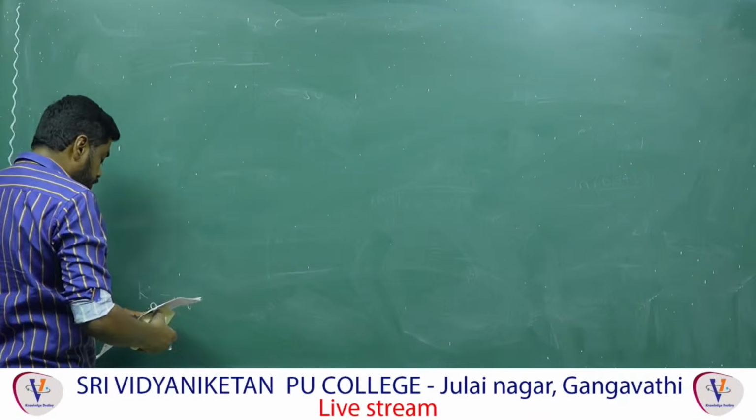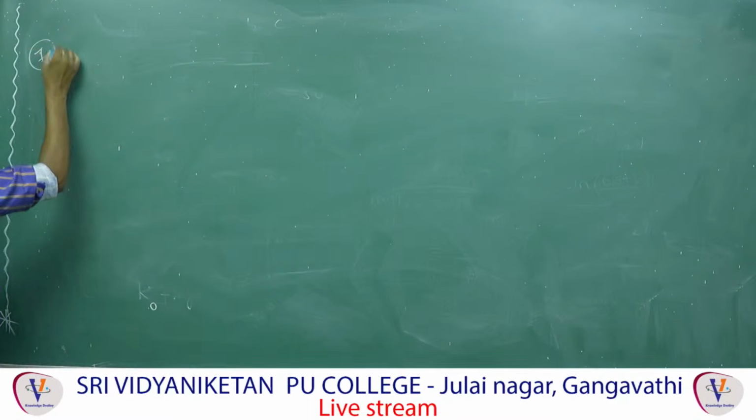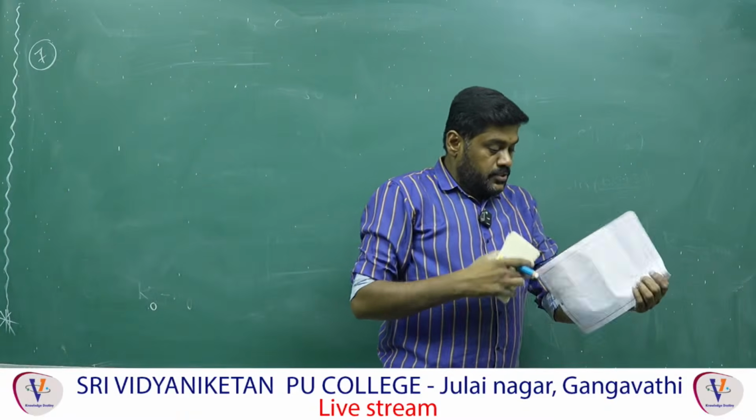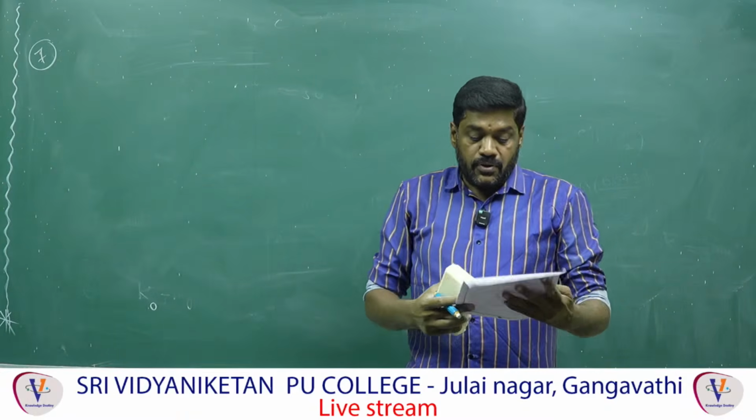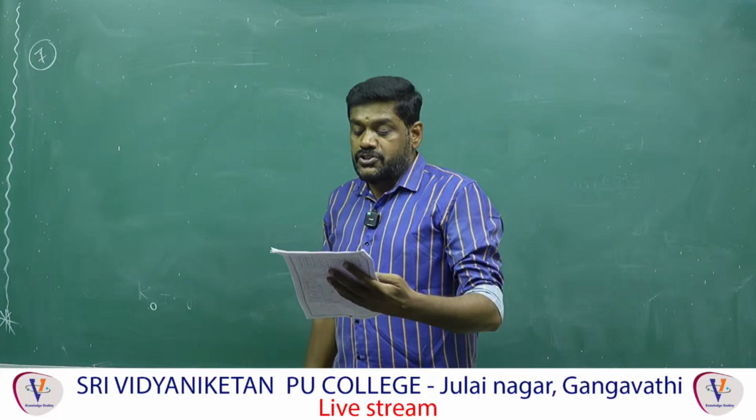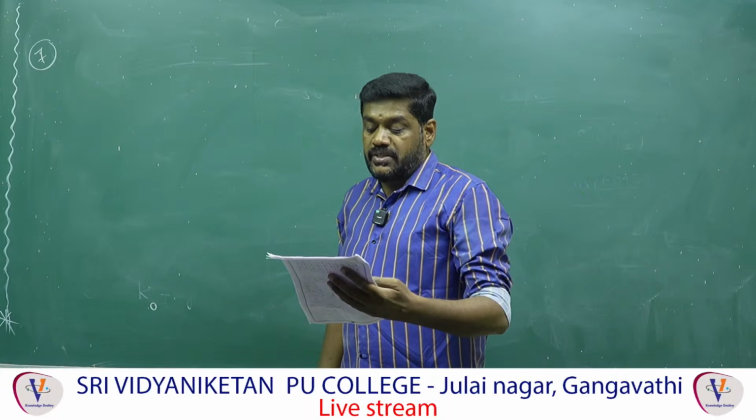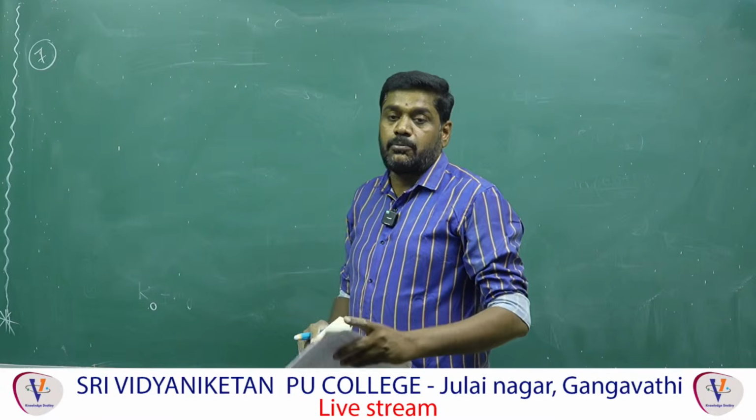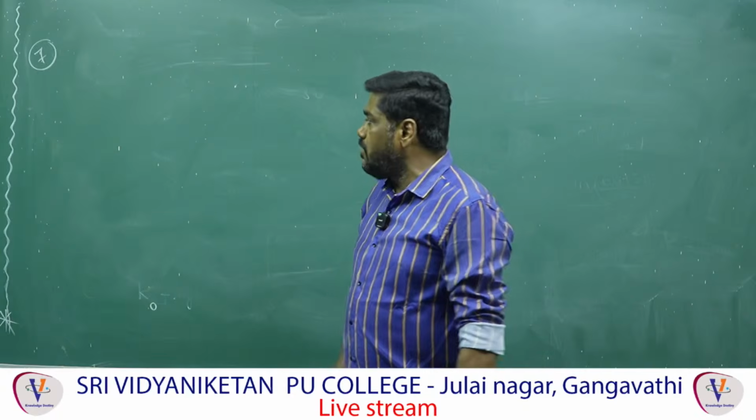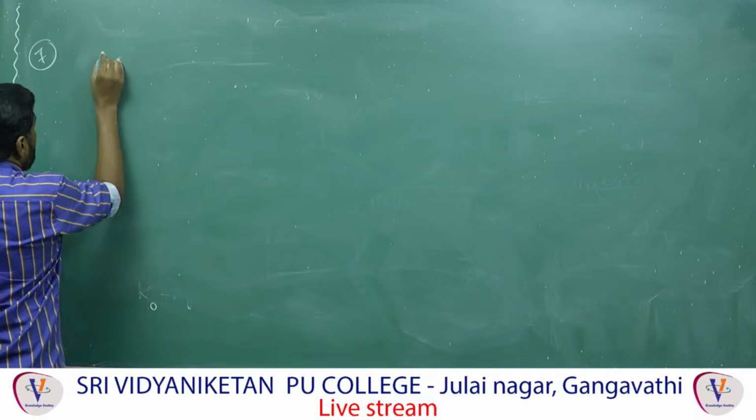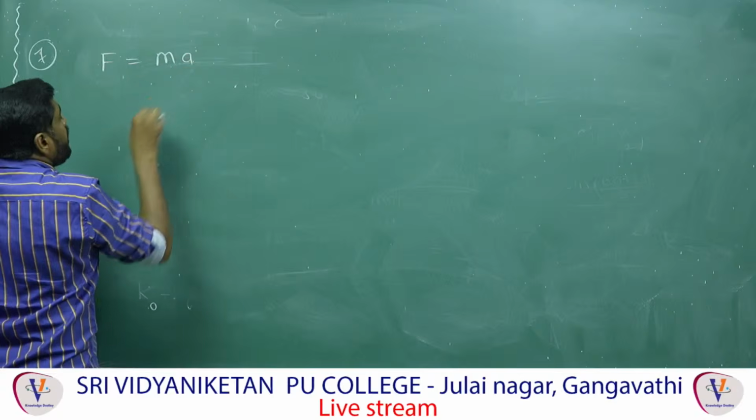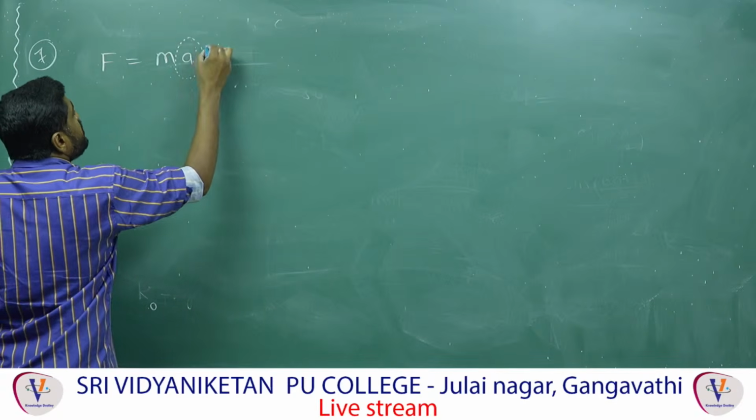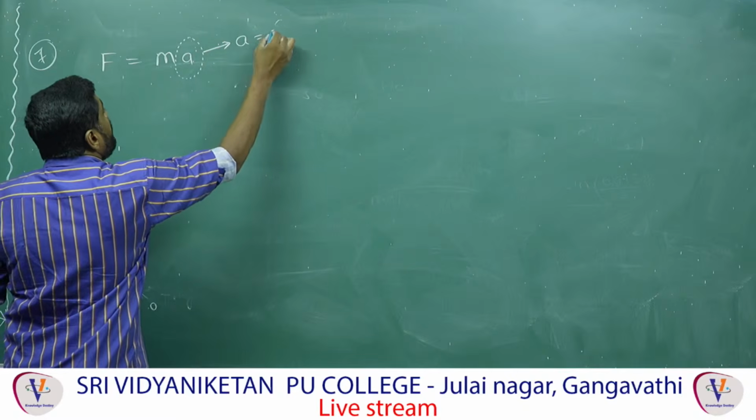Now let's go for the seventh question. The seventh question is: a body of mass m has its position x at time t expressed by the equation given. The instantaneous force F on the body is proportional to what? Generally, what is the force formula? Force is equal to m into a. Here, from the given displacement, we have to find the a value first of all, the acceleration value.